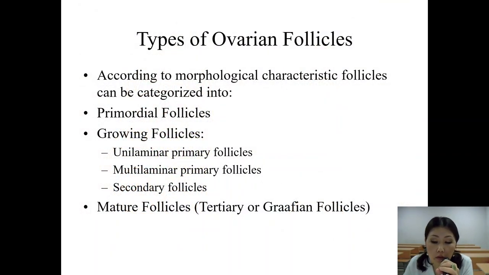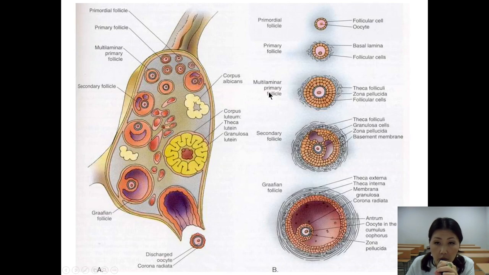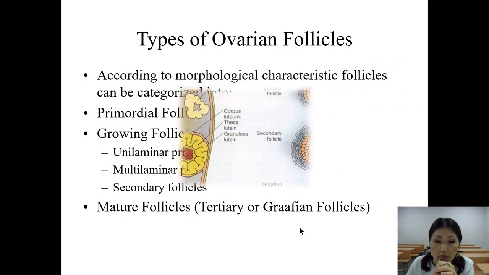Types of ovarian follicles. According to morphological characteristics, follicles can be categorized into primordial follicles, growing follicles, and mature follicles. And growing follicles can also be of 3 types: unilaminar primary follicles, multilaminar primary follicles, and secondary follicles. Mature follicles are also called tertiary or Graafian follicles. As I showed you on the previous diagram: unilaminar, multilaminar, secondary follicle, and Graafian follicle, mature.